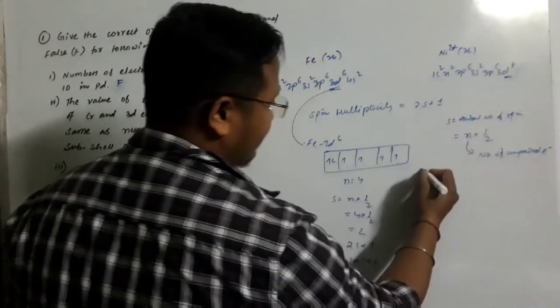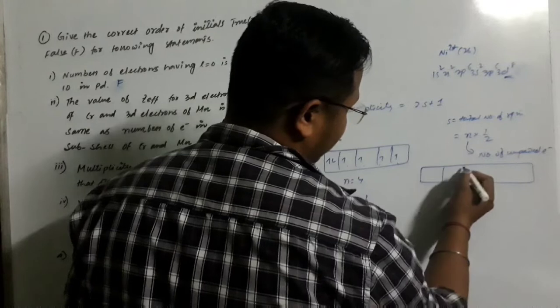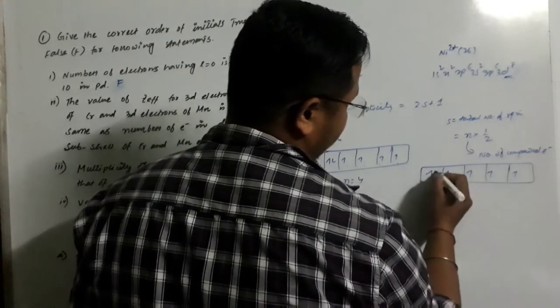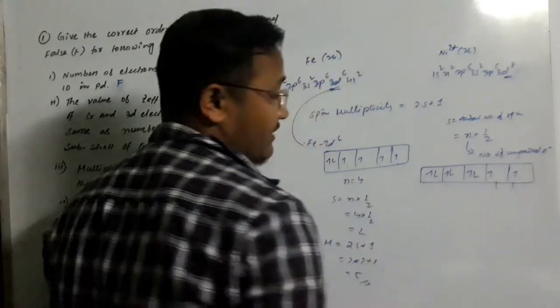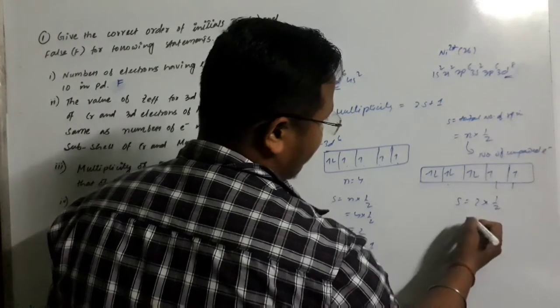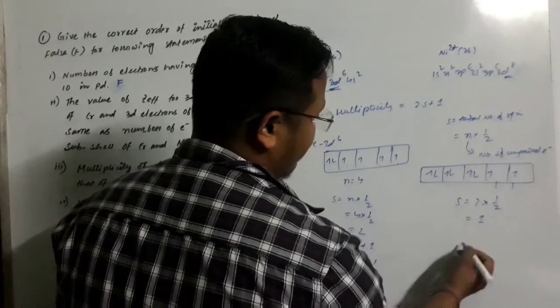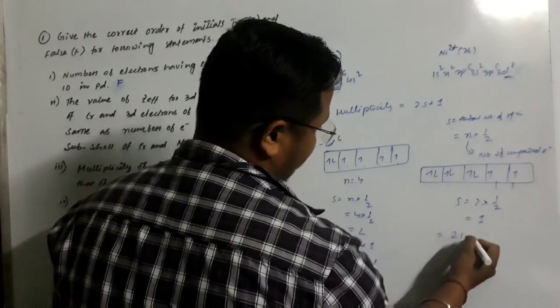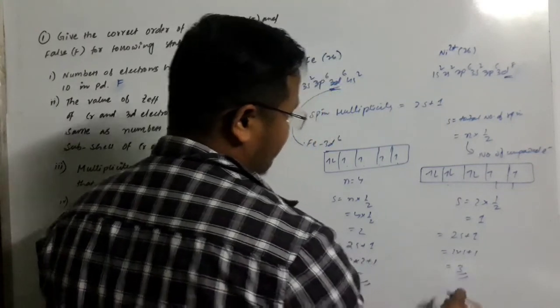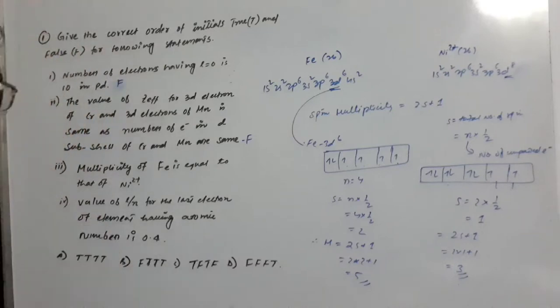3d8, right? If you consider 3d8 here, then 1, 2, 3, 4, 5, 6, 7, 8. So what is the number of unpaired electrons? It is only 2, right? So S equal to what? 2 into half, according to this equation, then it will be 1. That means 2L plus 1 will be 2 into 1 plus 1 equal to 3. That means this statement is also false, right?